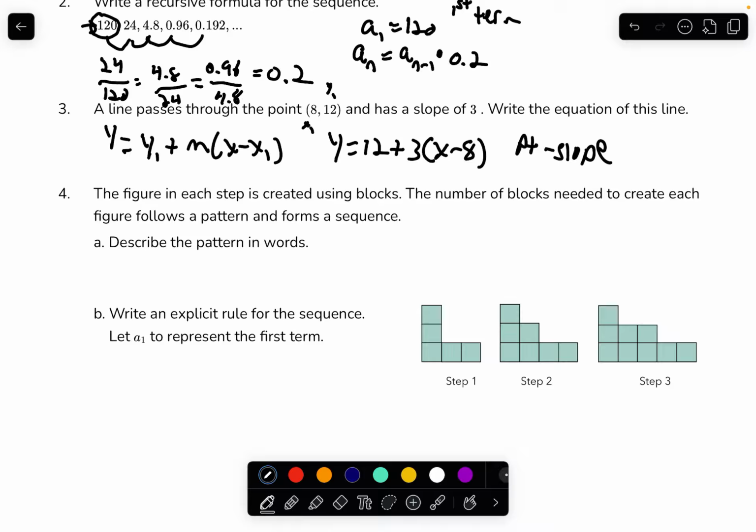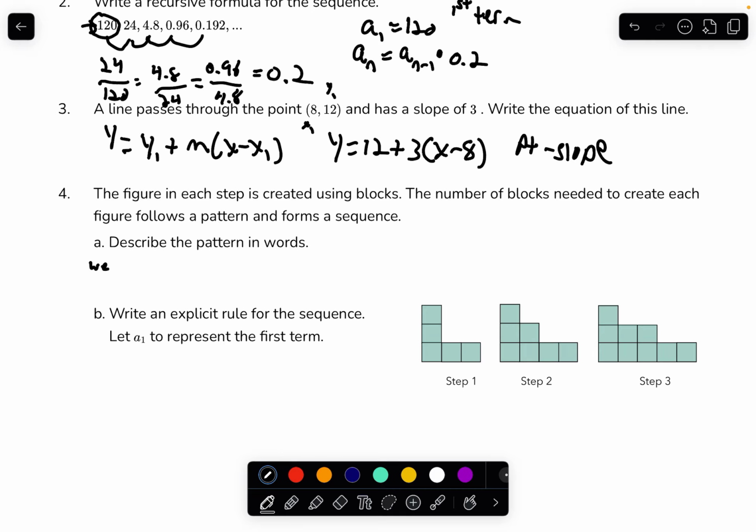All right. The figure in each step is created using blocks. I'm doing number 4. The number of blocks needed to create each figure below, or each figure follows a pattern and forms a sequence. Describe the pattern in words.